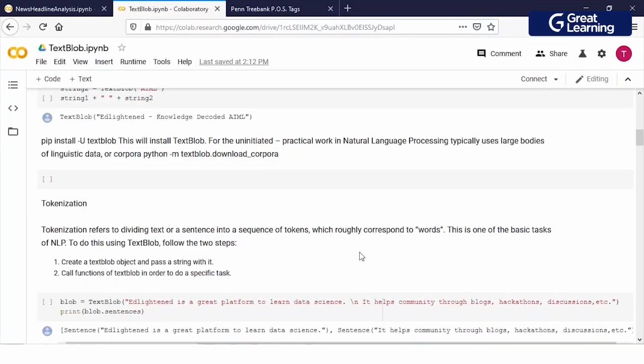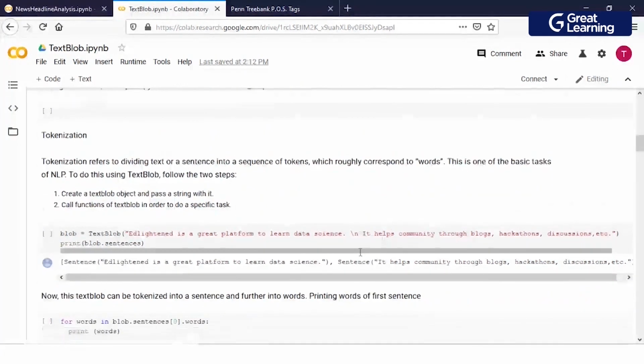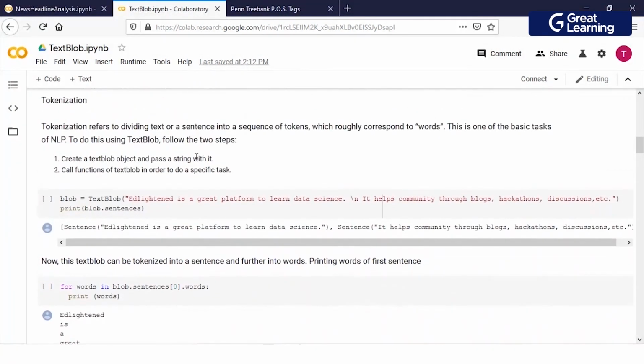The real work is tokenization. Tokenization is to divide the text or sentence into sequences. So you create a TextBlob object and pass a string to it, then call functions of TextBlob in order to do a specific task. So this is my string. This is a TextBlob string, so you have to be very careful. This is not a regular Pythonic string. It's a TextBlob string.